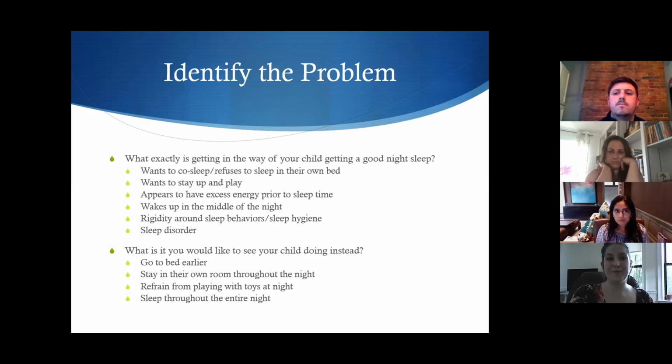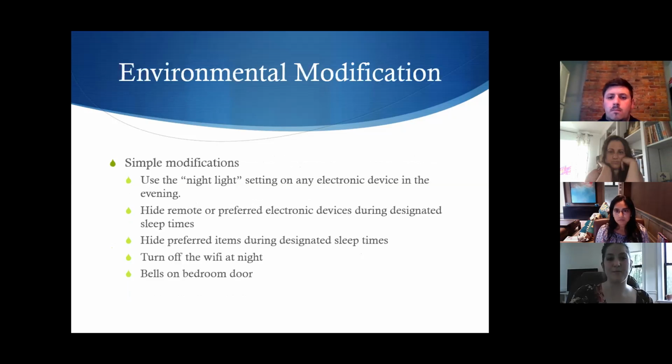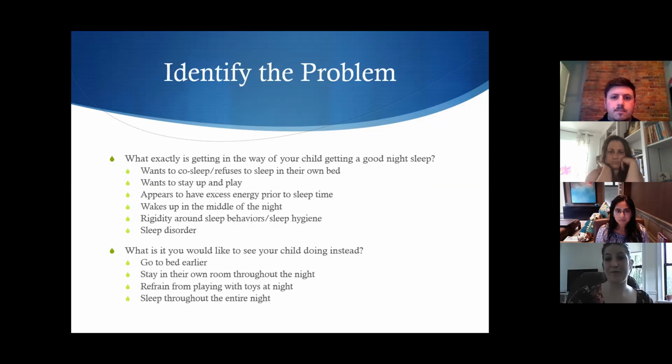But for the majority, the goal is sleeping throughout the entire night. Because not only is that good for your child, it's great for the entire family, so that everyone is able to get a good night's sleep.